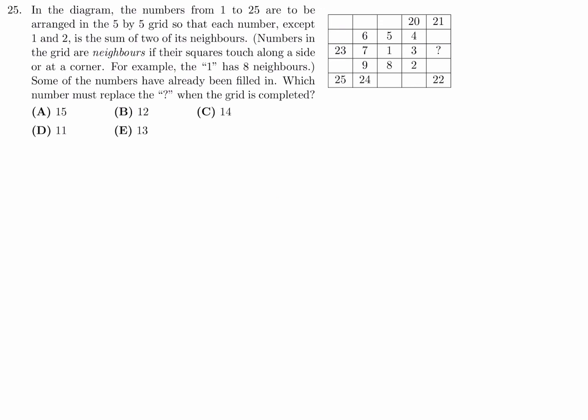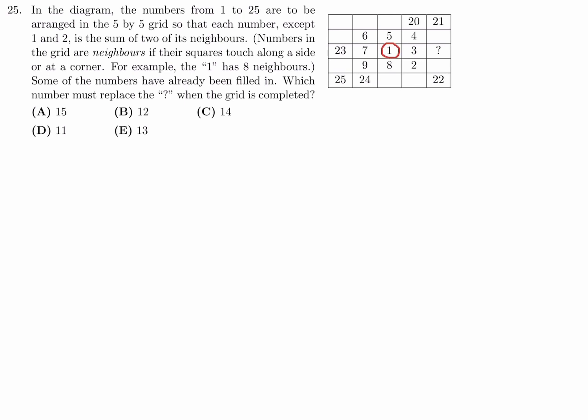In the diagram, the numbers from 1 to 25 are to be arranged in the 5 by 5 grid so that each number except 1 and 2 is the sum of its two neighbors. Numbers in the grid are neighbors if the squares touch along a side or at a corner. For example, 1 has 8 neighbors. Some of the numbers have already been filled in. Which is the number that must replace the question mark when the grid is completed? So first, let's just explain the neighboring system.